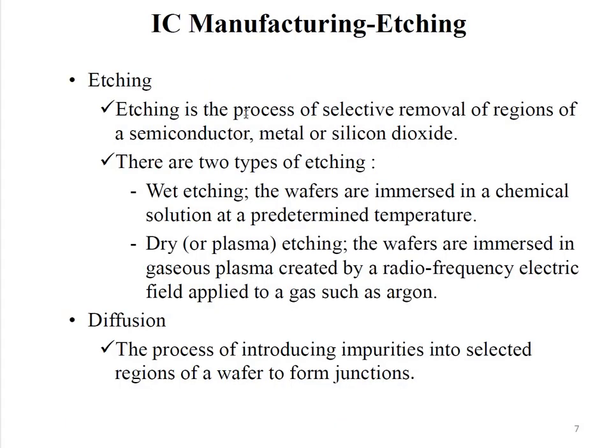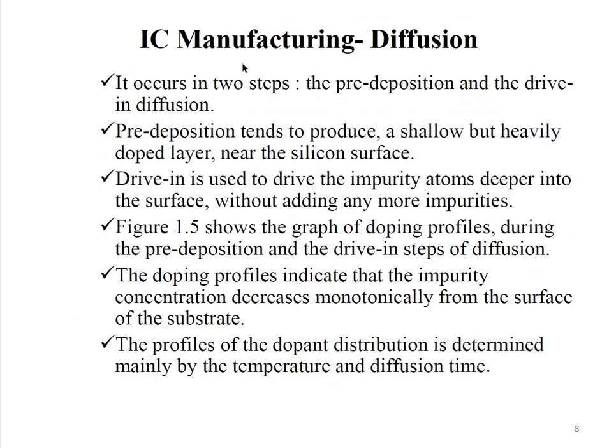The next process is called etching. Etching is the process of selective removal of regions of a semiconductor, metal or silicon dioxide. There are two types of etching, wet etching and dry etching or plasma etching. And then diffusion happens here.